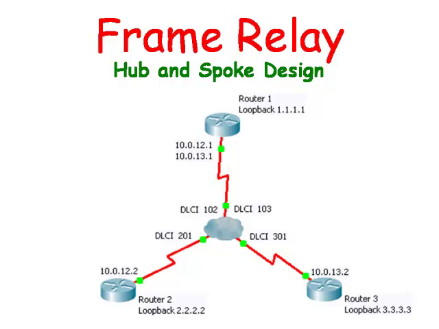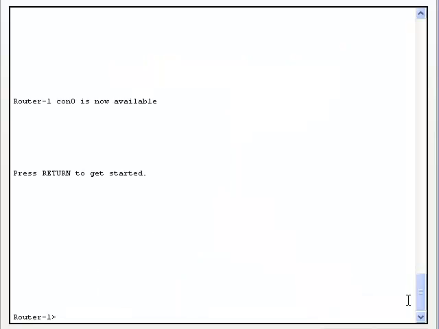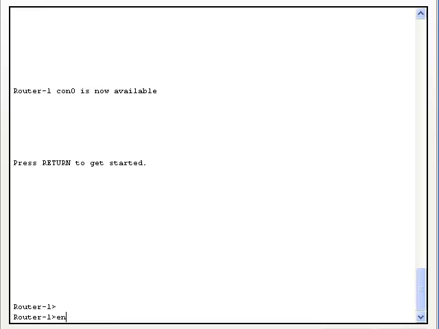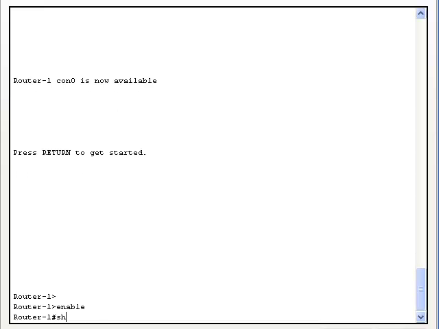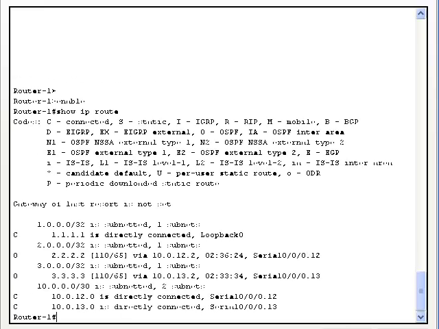Let's take a look at the terminal server. Here we're looking at the terminal window of router 1. Let's see what networks router 1 knows about. It sees all of the routes inside of the network. That's because we use OSPF to advertise all the networks, including the loopback addresses.